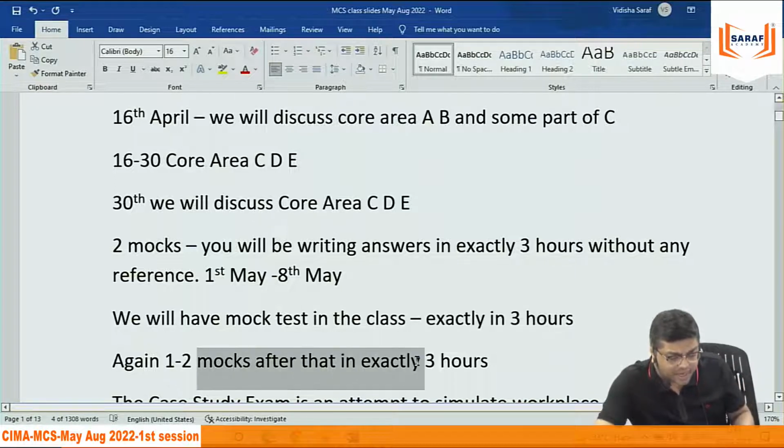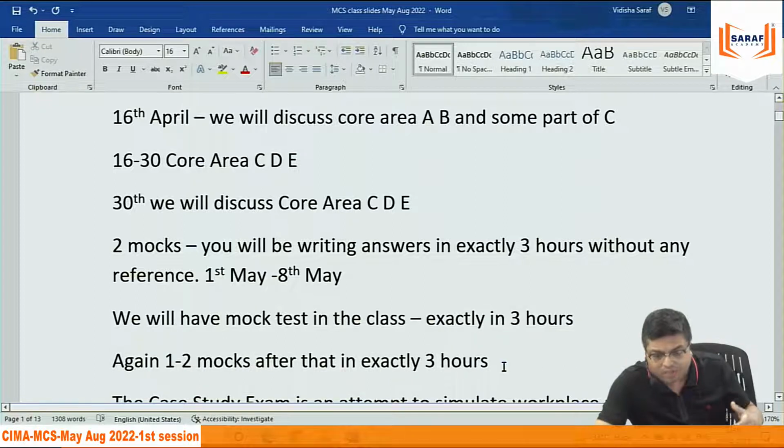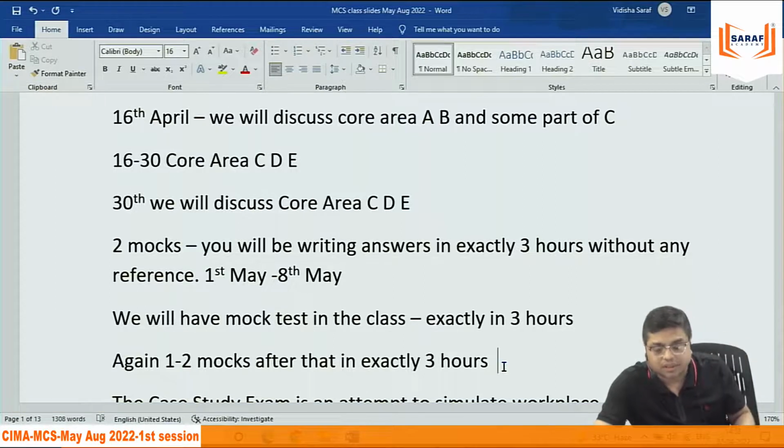Still, if somebody is saying that, sir, in this question I am facing a problem, we can discuss that, but this I will be just sharing the model answers. And then you will be giving the exam. It's my 98% guarantee you will pass the exam. Whether you have accounting background or not doesn't matter.